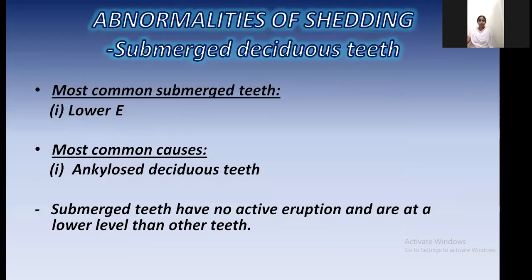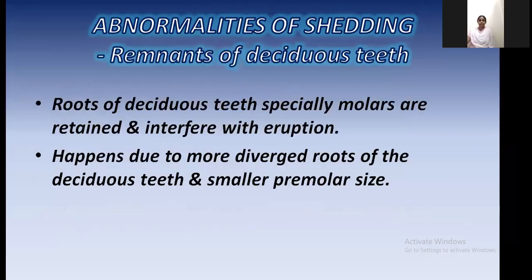Submerged deciduous teeth. Most common submerged teeth is the lower second molar, lower E. Most common cause of a submerged teeth is ankylosis. Submerged teeth have no active eruption and are at a lower level than the other teeth. Remnants of deciduous teeth. Roots of deciduous teeth, especially molars, are retained and they interfere with eruption of permanent teeth. This happens due to more diverged roots of the deciduous teeth and the smaller premolar size.